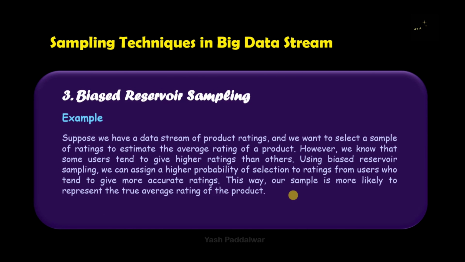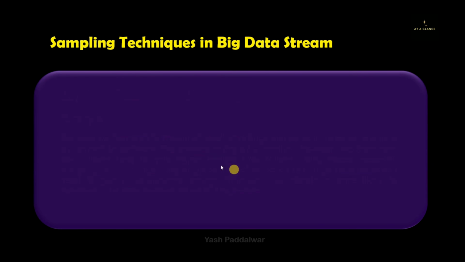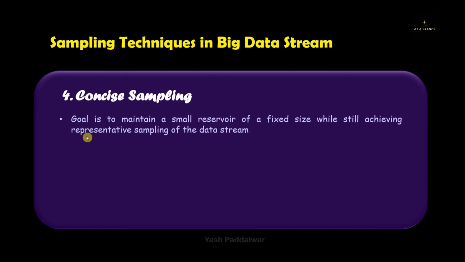Using the biased reservoir sampling technique, we can assign a higher probability of selection to the ratings from users who tend to give more accurate ratings. Now how can we know that the rating is accurate? This can be done by looking at the history of that particular customer. If a customer is regular and is giving the best and correct rating for a particular product, then we can consider only those ratings. For this scenario also, we can take only those ratings from those trusted customers. I hope by this example, the biased reservoir sampling technique is clear to you all.